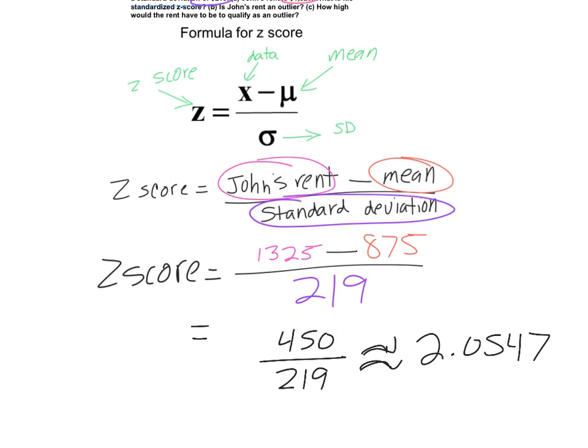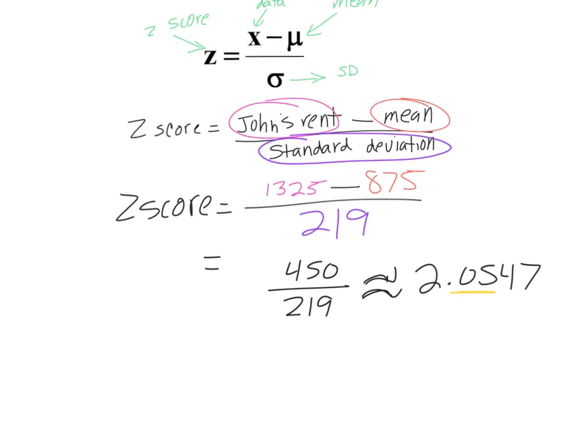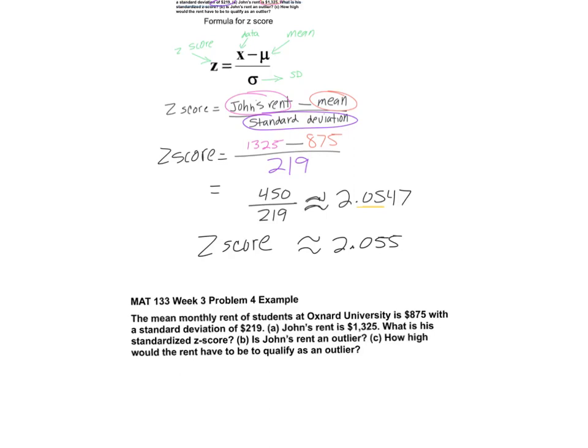Now traditionally in Z-scores we round to 2 decimal places. However, your textbook wants you to round to 3. So that's going to be 2.055 if we round it. So part A, the Z-score for John's rent, would be 2.055.